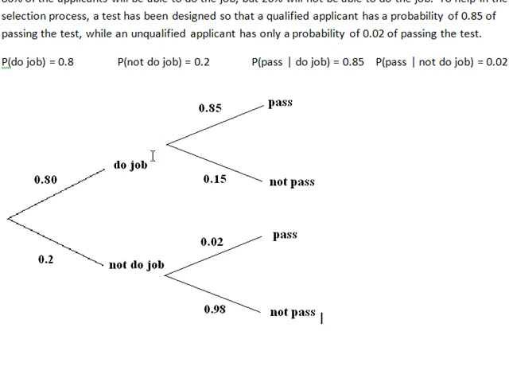Notice again, once I find myself here being able to do the job, the chance of passing is 85%. But if I'm able to do the job, there's a 15% chance that I'm able to do the job, yet I won't pass this test. Similarly, if I cannot do the job, there's still a possibility that I will pass this test, 2% chance, and there's a 98% chance that I won't pass this test.